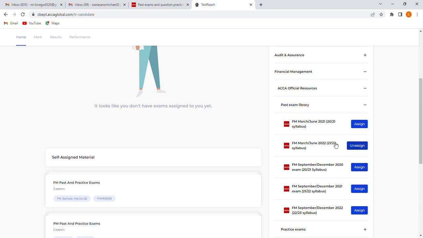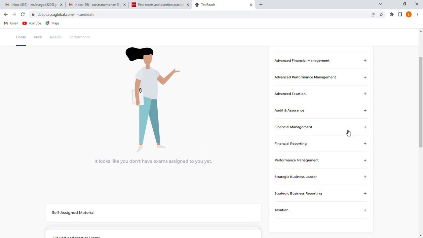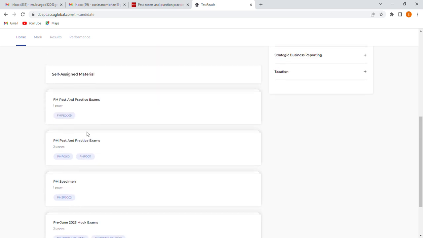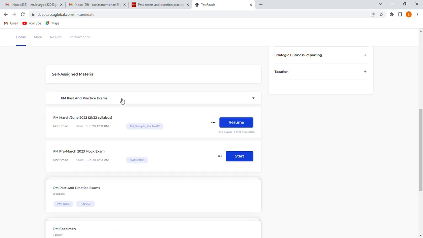But you see this one, I have assigned, so it is showing unassigned, and this is what you are coming to do. So let me unassign. Okay, so let me assign. When you assign it, you just have to go back and come to the left side here. When you come to the left side, the exams you assigned, all of them will come here. So here, FM. I've already assigned PM. So let's go FM, right? Then you start, but here it was already in progress. So resume, you can pause it and come back.